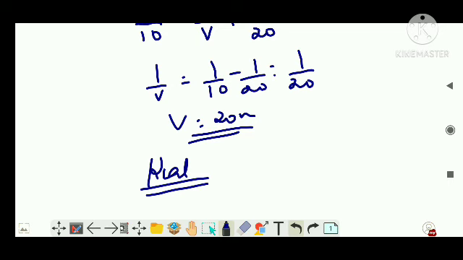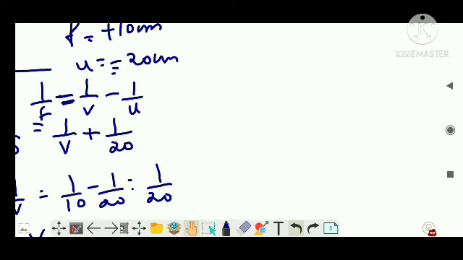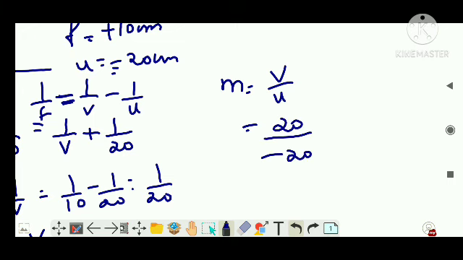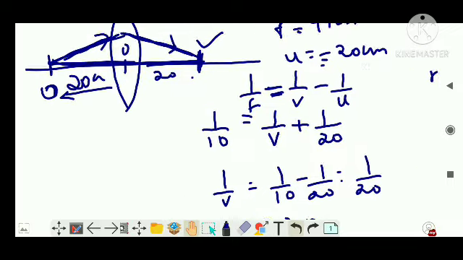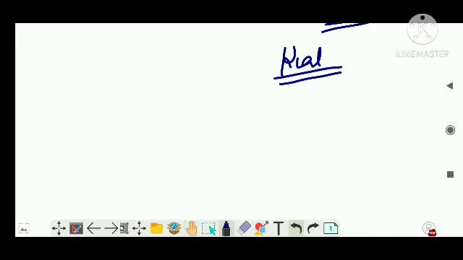Now in the same question you can even be asked for the magnification. What is the magnification equation? M is equal to v by u. Here v is 20 centimeter and u is minus 20 centimeter. So you will get magnification as a negative value. Suppose I add something to this question: suppose this was not a point object, and the object has a size of 2 centimeter.